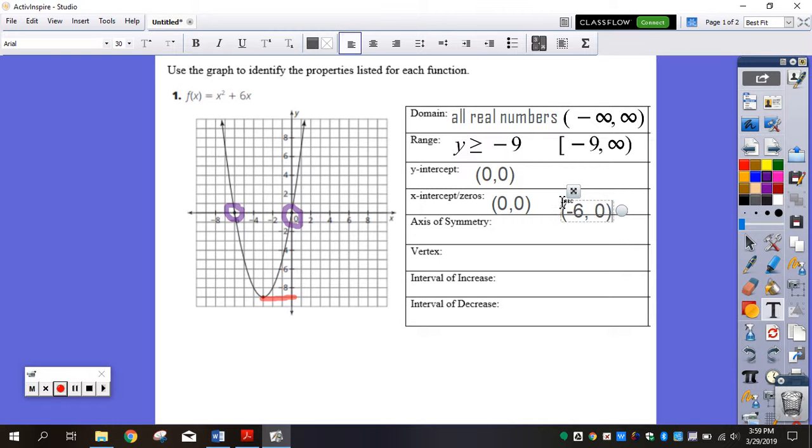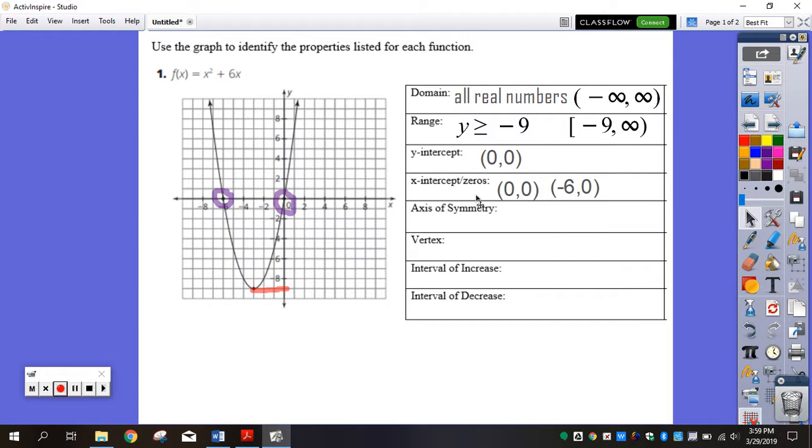Now, many of you had questions about, on the benchmark, you saw that it said zeros, and this is where you've seen that before. We've talked about that zeros are x-intercepts. It's the same thing. They're synonyms. Just depending on what textbook or test you're taking, you could see one or the other. So they mean the same thing. Where does it cross the x-axis?